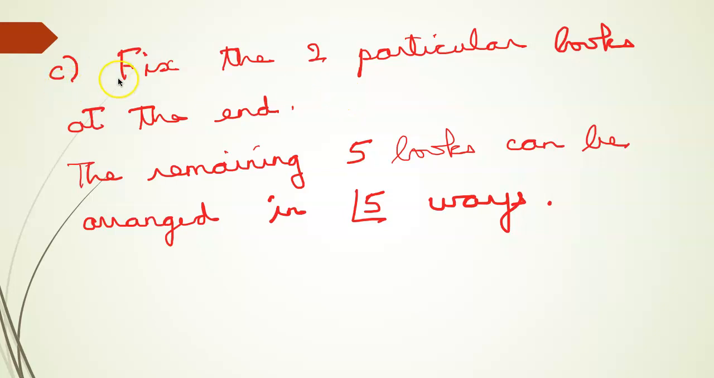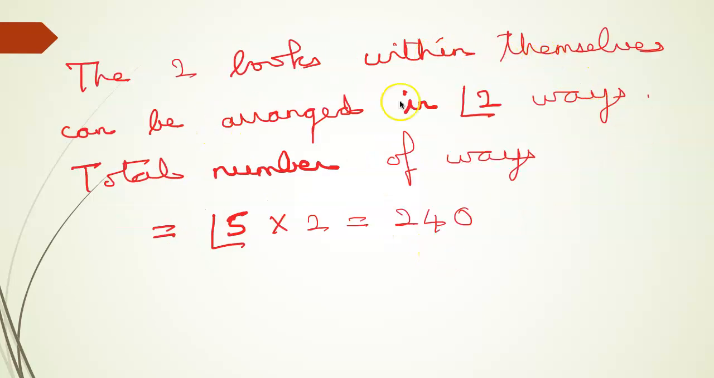Now, when the 2 books are fixed at the ends, fix the 2 particular books at the ends. So how many books are remaining? 5. And these 5 books can be arranged in 5 factorial ways. And the 2 books between themselves can be arranged in 2 factorial or 2 ways. So again we use the fundamental principle of counting, and the total number of ways is 5 factorial into 2, which is 240.